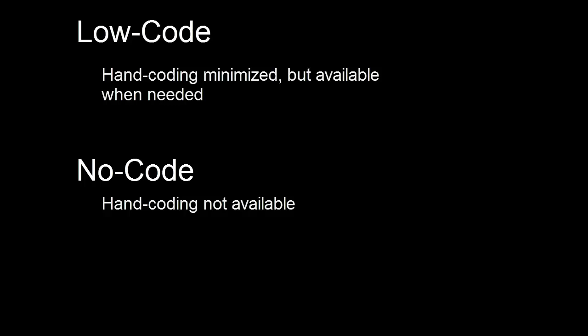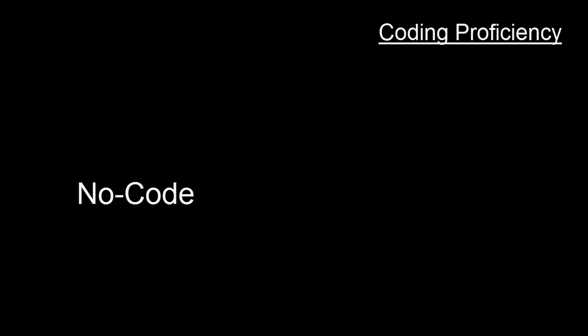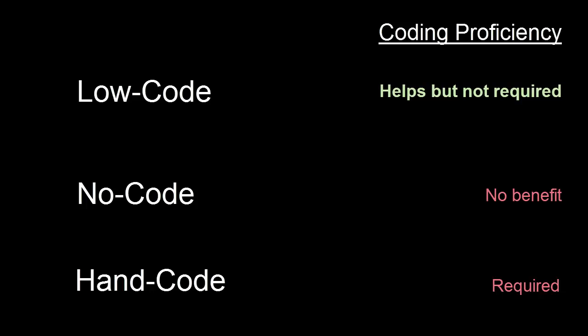This is key. With a no-code system, you're stuck with the limits of what you can express in the visual tools. In a hand code system, you must create the entire application in hand code. In a low-code system, you can break through any limits of the model and get the best of both worlds. In a no-code system, coding proficiency has no benefit. In a hand-code-only system, strong coding proficiency is a requirement. In a low-code system, all developers are made more efficient, but those that are also proficient in hand-code can take advantage of that proficiency to exploit the system even more.